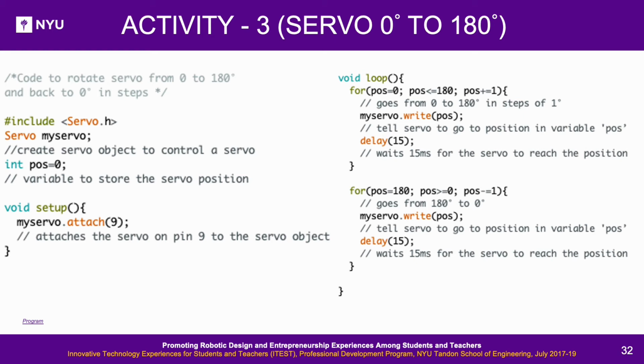In the loop, two for loops are written. The first for loop is to move the servo from 0 to 180 degrees in increments of 1 degree, and the other for loop does the opposite, that is, moves the servo from 180 degrees to 0 degrees in increments of 1 degree. A 15 millisecond delay is given in each iteration of both for loops, to wait for the servo to reach the desired incremental position.